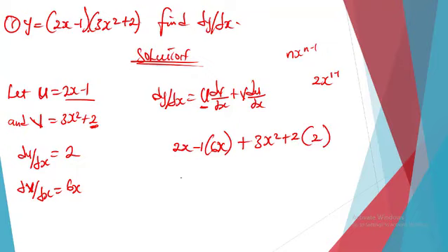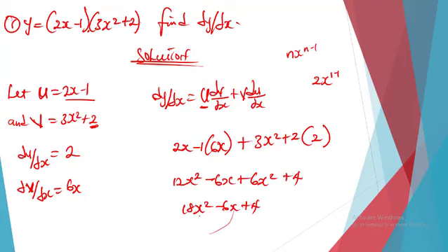Right? Opening this bracket, we have 2x times 6x, which will give us 12x squared. We'll have minus 1 times 6x to give us minus 6x. 3x squared times 2 will give us 6x squared. 2 times 2 will give us 4. So we collect like terms. 12x squared plus 6x squared will give us 18x squared minus 6x plus 4.